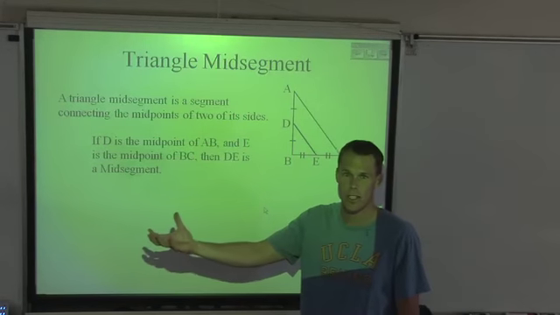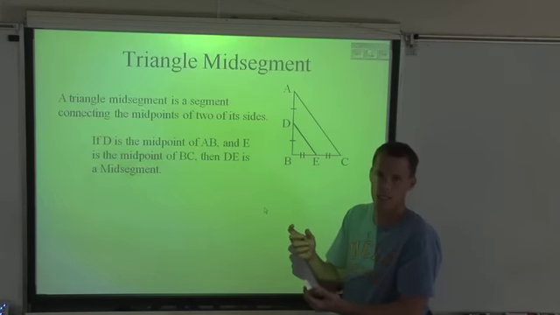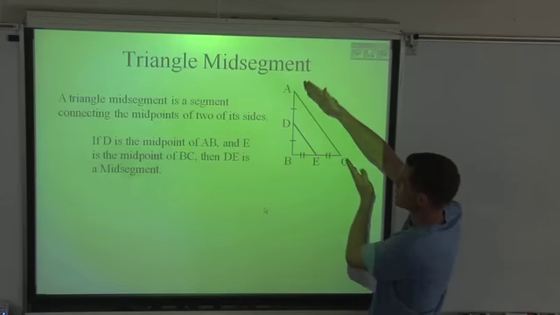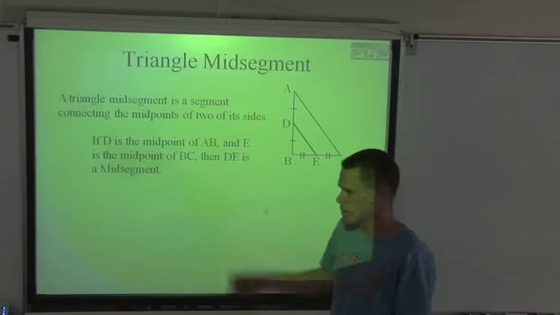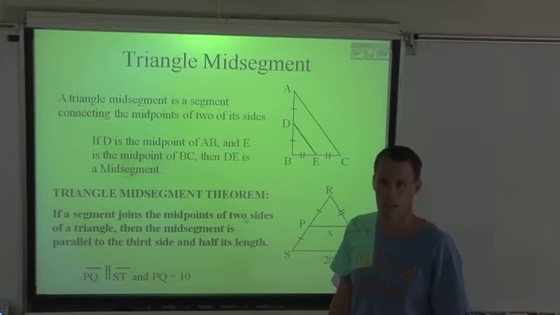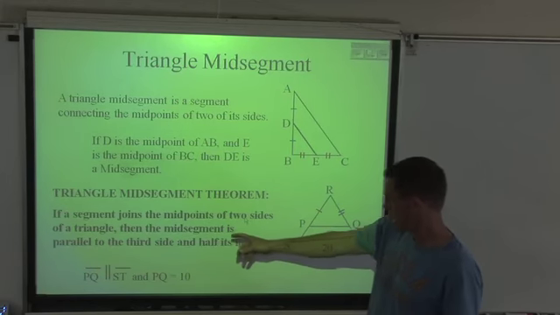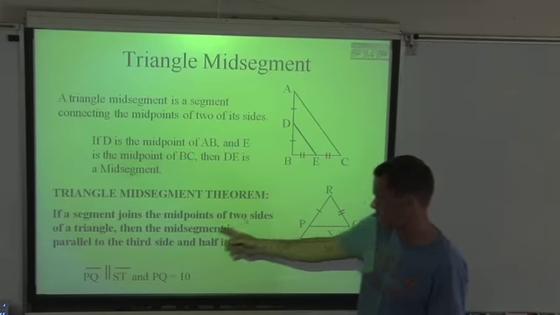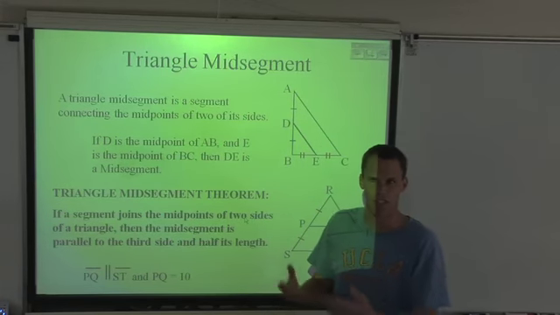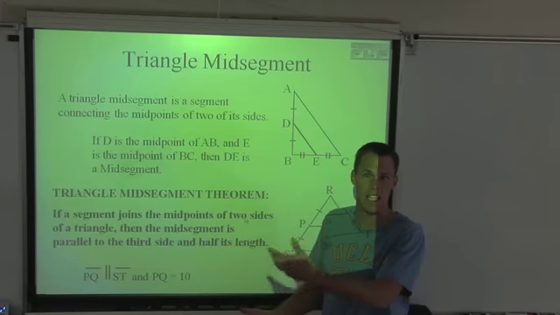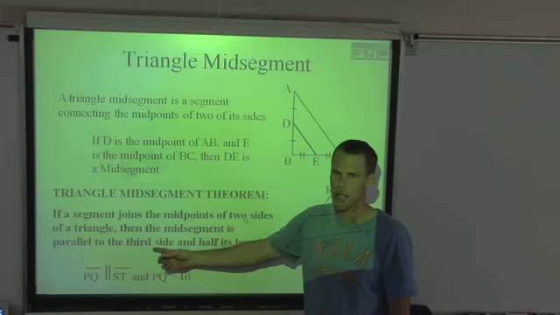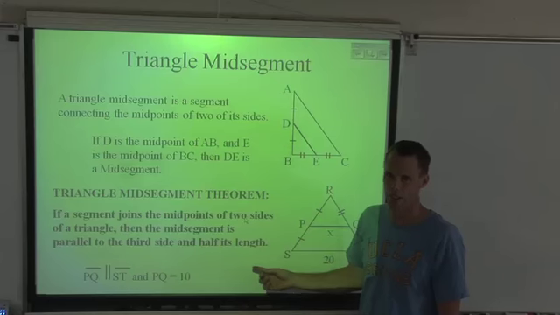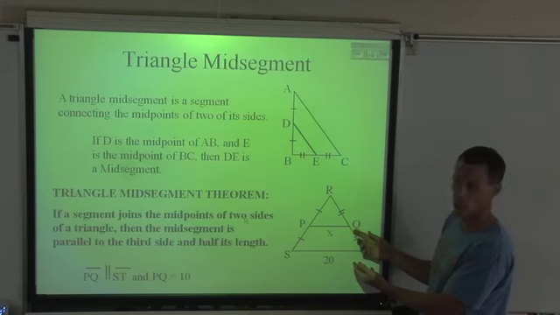But what we learned on the previous screen is that when we connected two midpoints, it became half of the distance and was parallel to that third side. This is the triangle midsegment theorem. We have now already proven it using algebra. If a segment joins the midpoints of two sides of a triangle, in other words, if it is a midsegment, then the midsegment is parallel to the third side and half its length. Look in this picture here to see the conclusion.